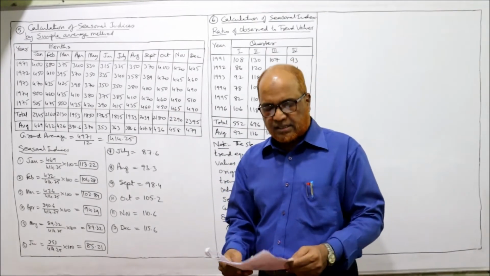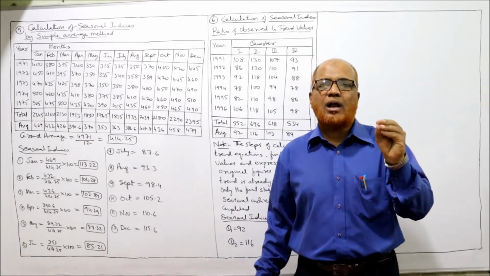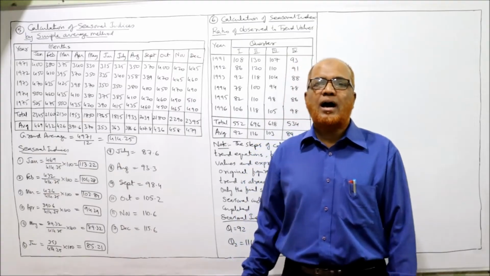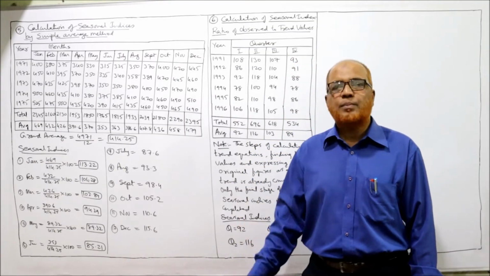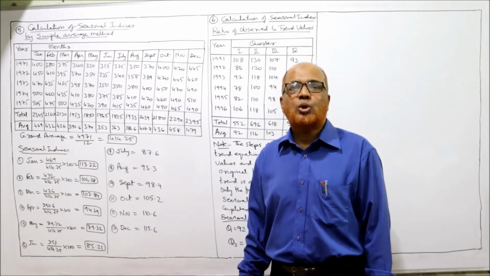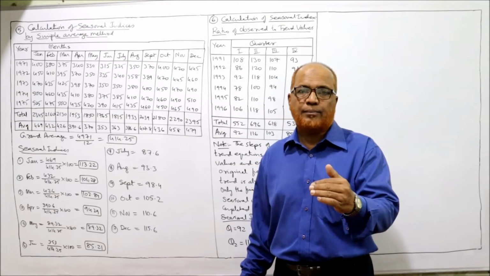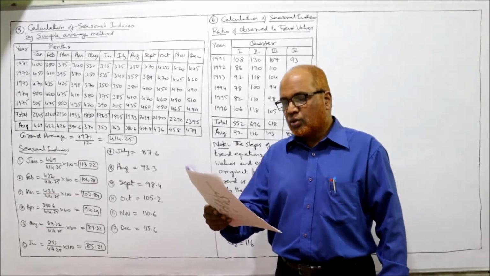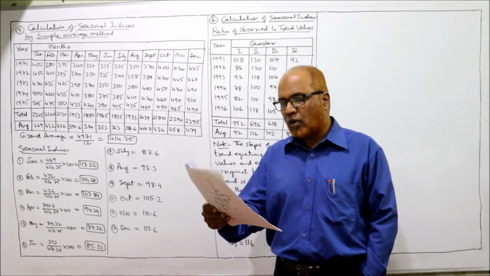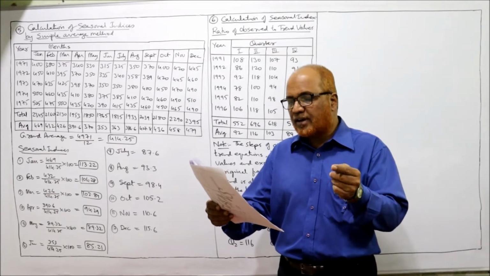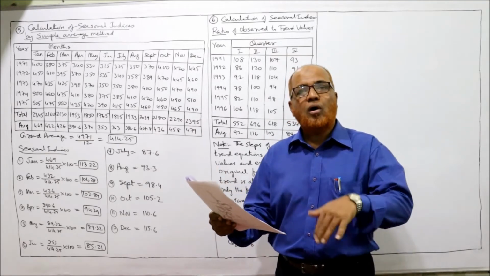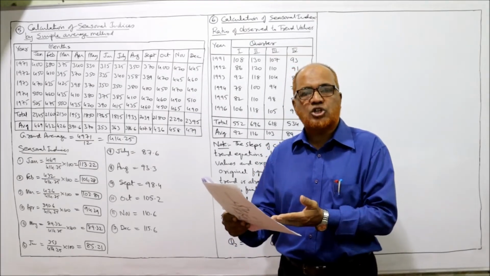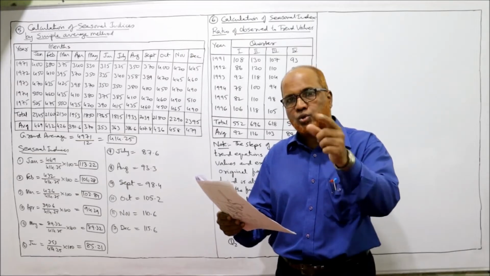Now see the problem number 6. The first 5 problems are on simple average method. Now 6th problem onwards we have a ratio to trend method. I am coming to the second method, a ratio to trend method. So calculate seasonal index number from the following data. Ratio of observed to trend percentage. Already percentages it has calculated. There is no need to calculate percentage. Ratio of observed values to trend values.